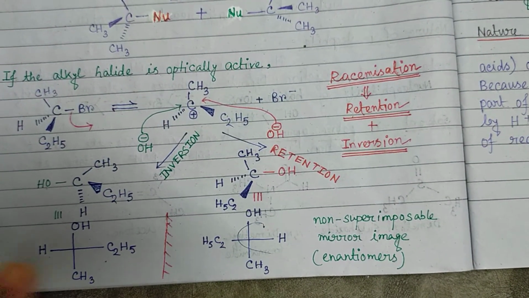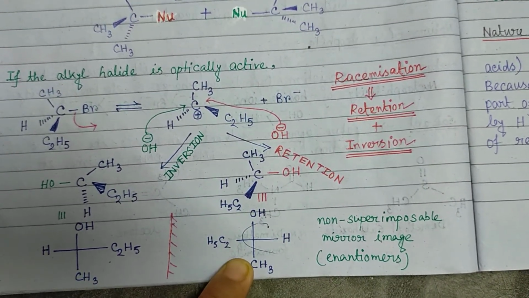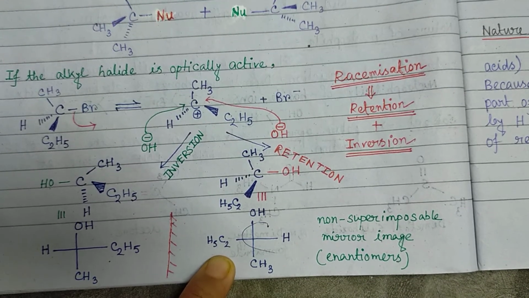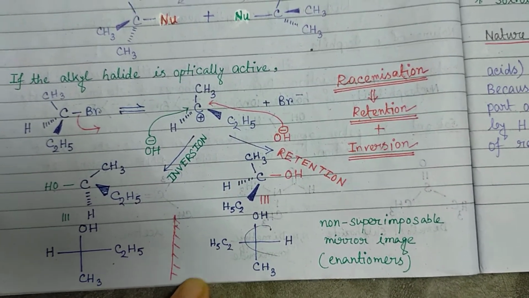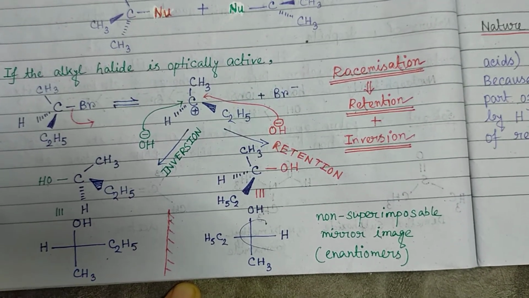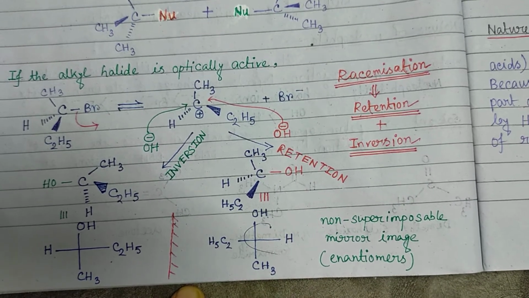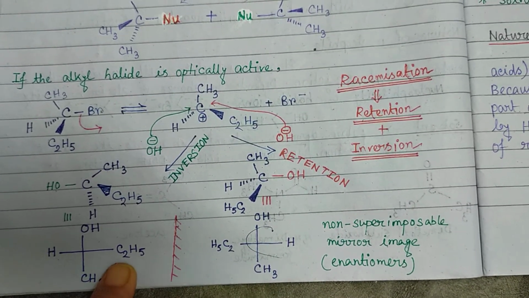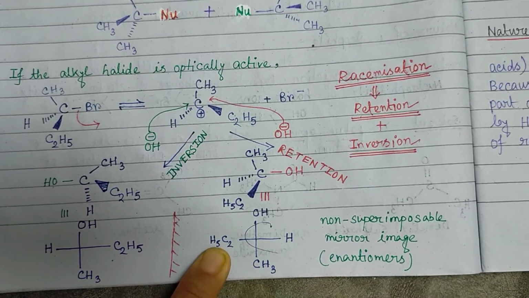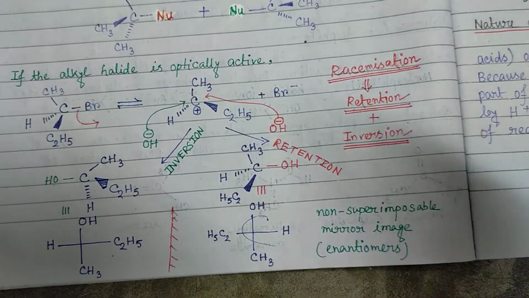In racemization, as we have seen, two enantiomers are formed, and if these two enantiomers are present in a 50-50 amount, then that mixture is called a racemic mixture. A racemic mixture will be optically inactive because the amounts of the enantiomers are the same. So racemization occurs in the case of the SN1 reaction.